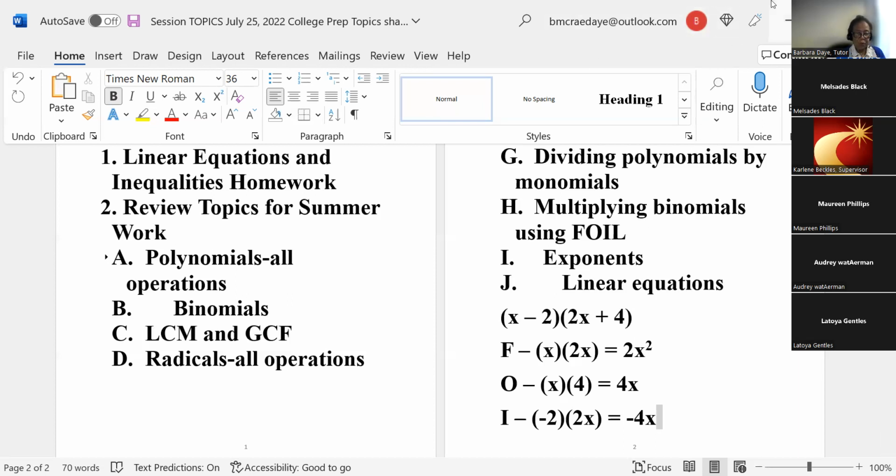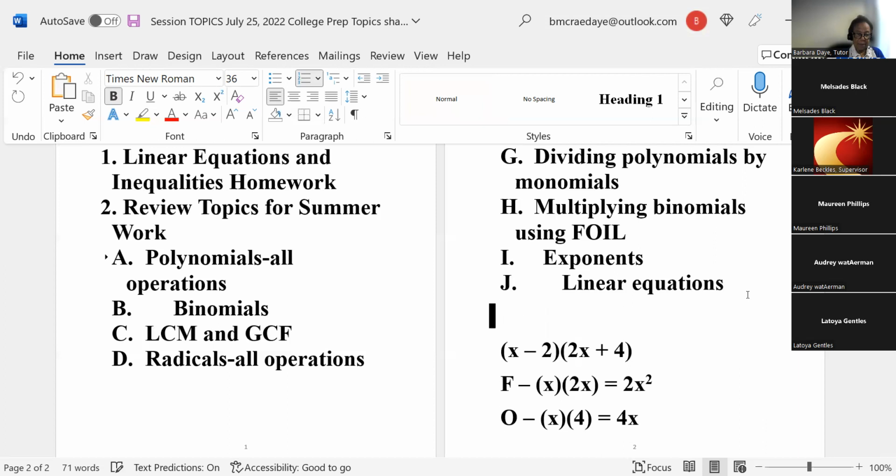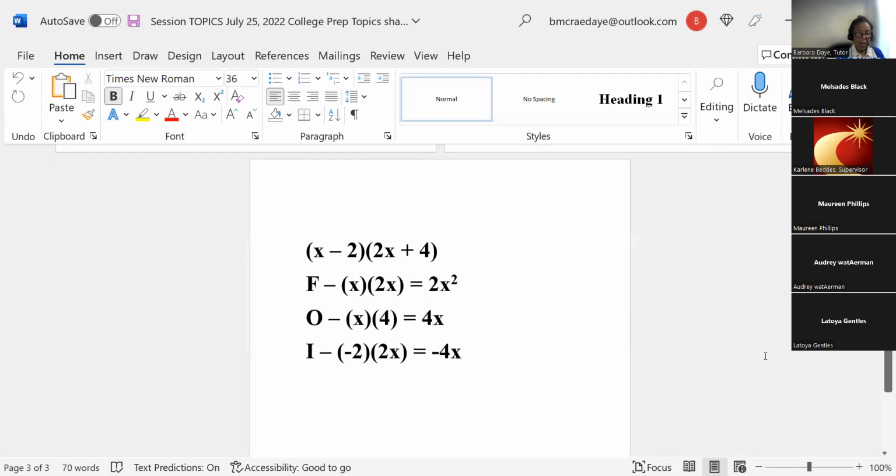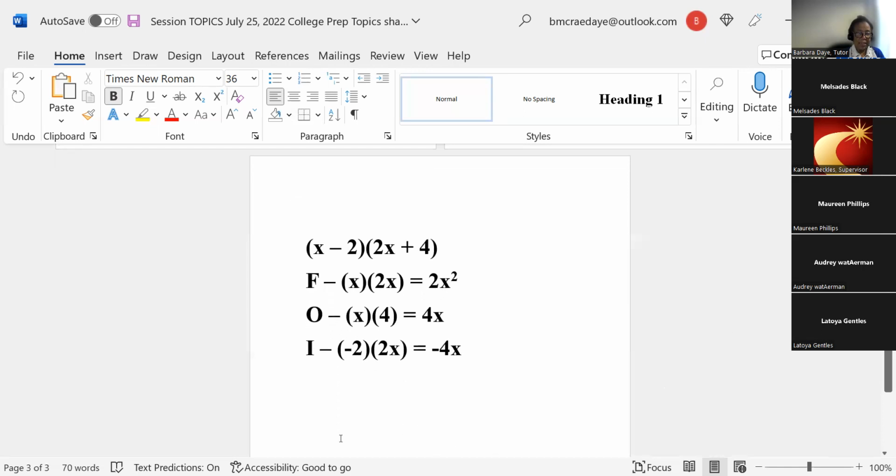Okay, so let me put this on the next screen, so we'll have room. Now the next one is the last. So what are the last two terms, Mercedes? That would be x and the 4. No, last. The minus 2 and the plus 4. Okay, so what would that be, Miss Barbara, that's the question.